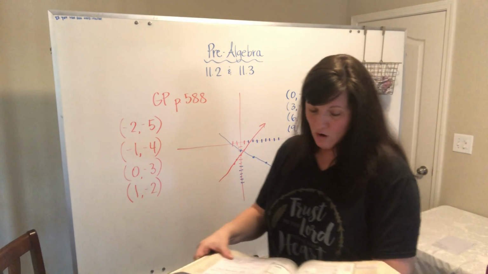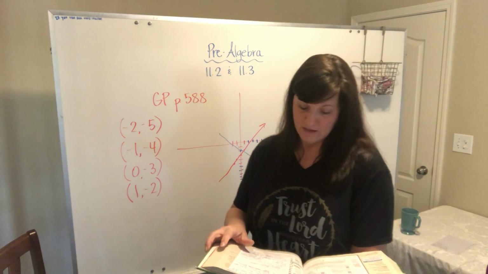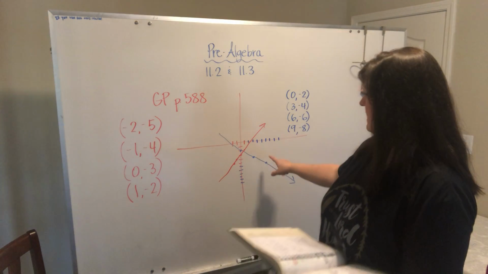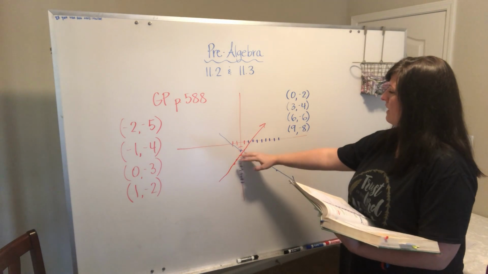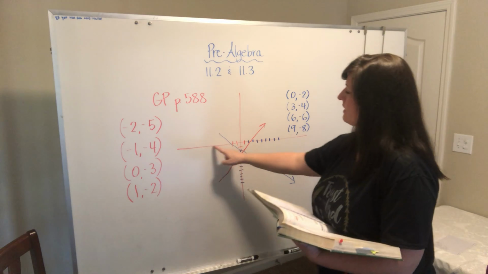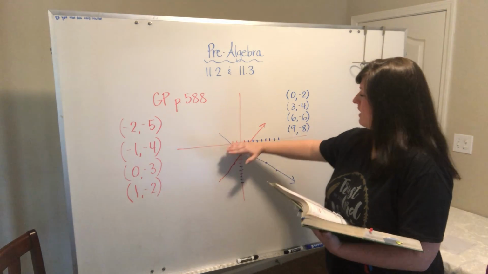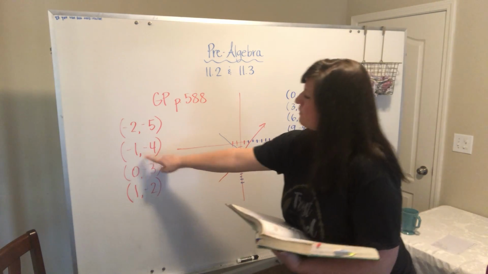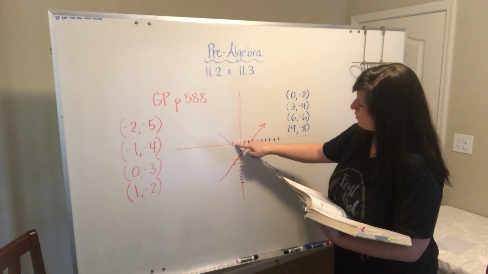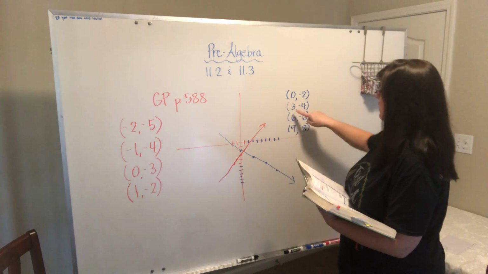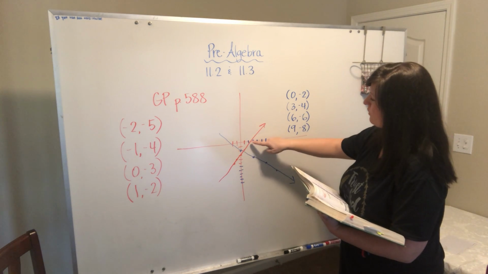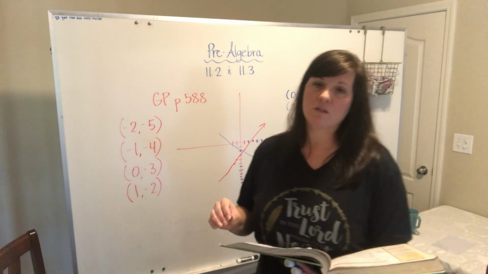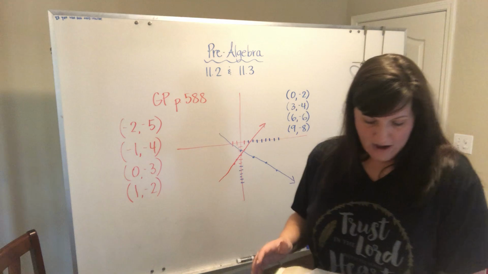So when you go to do your homework on page 590, that's where your homework is today. Again, making sure you're graphing properly. If you have a negative number on the x-axis, it's over here. A negative number on the y-axis, it's down here. For example, -1, -4 was left 1, down 4, right? Over here, 3, -4 was over 3, down 4. So just make sure you pay attention to those signs when you're graphing.